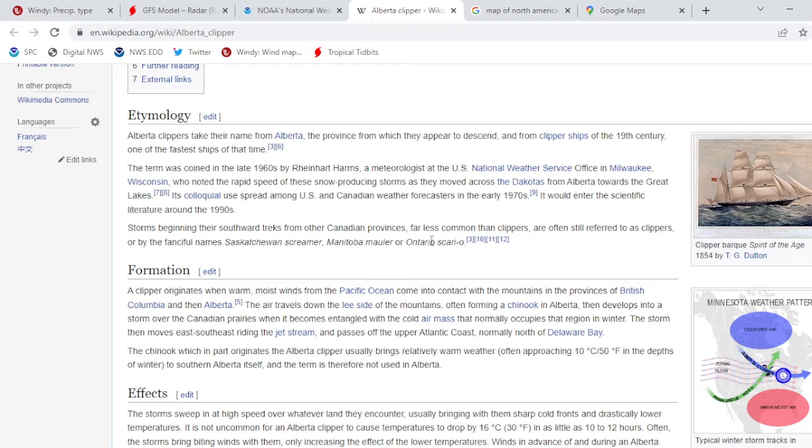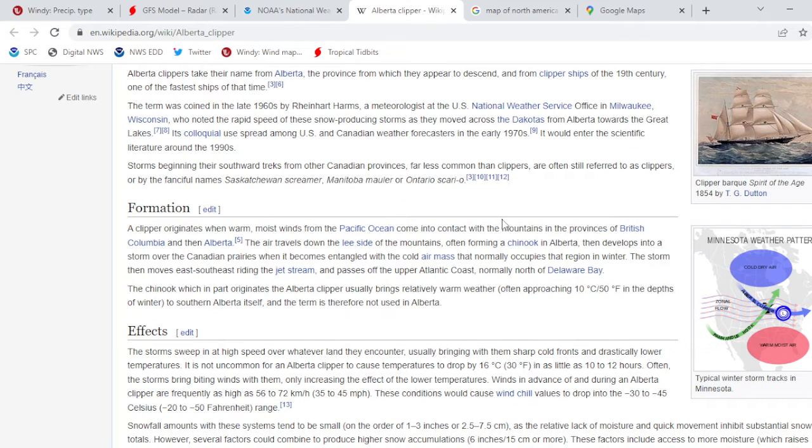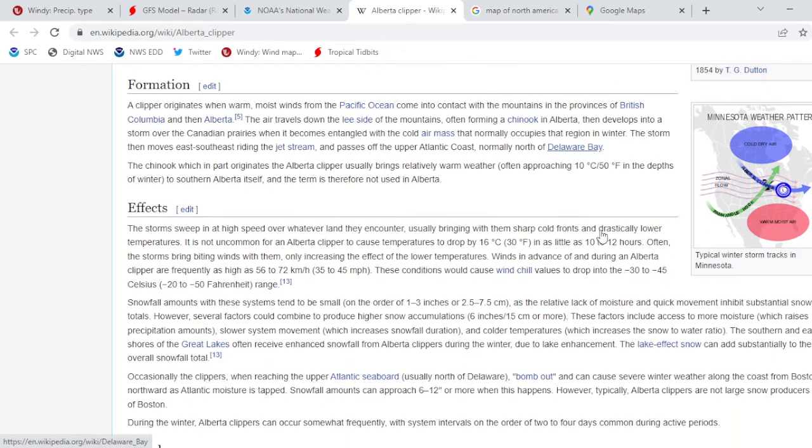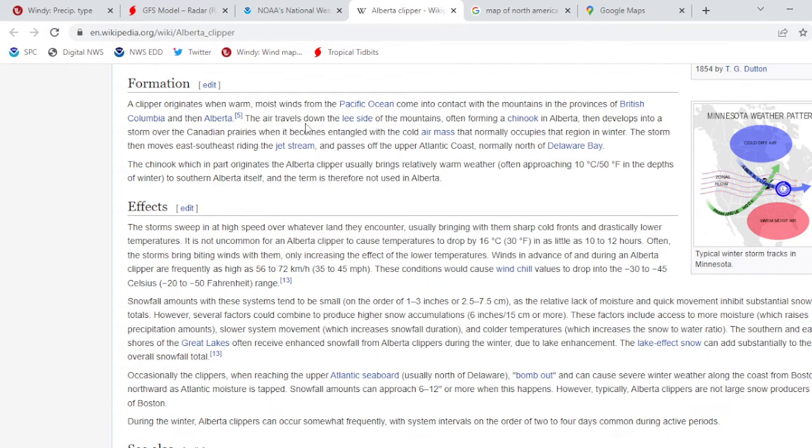A clipper originates when warm, moist winds from the Pacific Ocean come into contact with the mountains in the provinces of British Columbia and then Alberta. The air travels down the lee side of the mountains, often forming a chinook in Alberta, then develops into a storm over the Canadian prairies, and when it becomes entangled with the cold air mass that normally occupies that region in winter. The storm then moves east-southeast, riding the jet stream, and passes off the upper Atlantic coast, normally north of Delaware Bay.